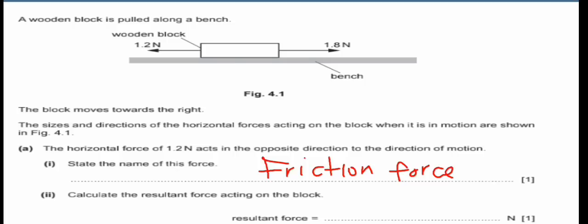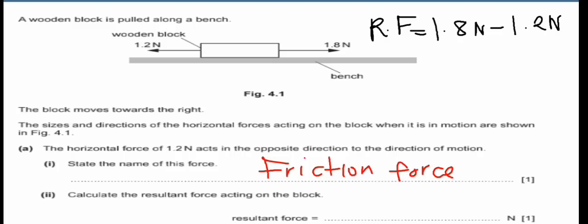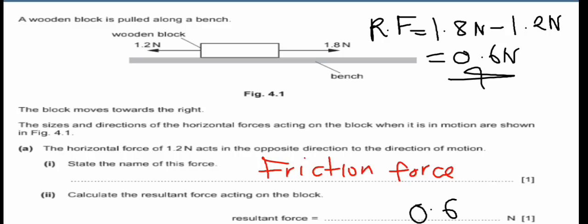So to calculate the resultant force, we are going to say the resultant force is going to be equal to the driving force. In this case here, the driving force is going to be 1.8 newtons. Then minus the friction force, which is going to be 1.2 newtons. Then our final answer is going to be 0.6 newtons. Meaning our resultant force here is 0.6 newtons. So 0.6 newtons is our answer. Let's see the next question.